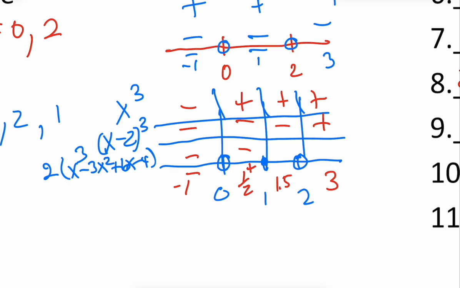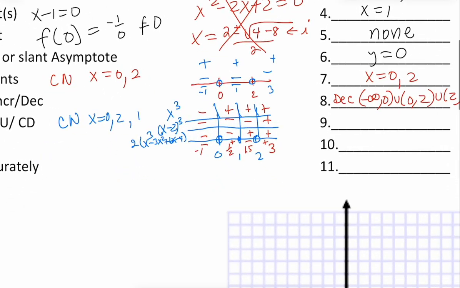Let's plug in 1.5. 1.5, if you plug it into that thing, you get a positive. 1 negative is negative. That section of our graph is concave down. If you plug in 3, you get a positive. 3 positives make a positive. That part of our graph is concave up. Now let's put that on the line over here.